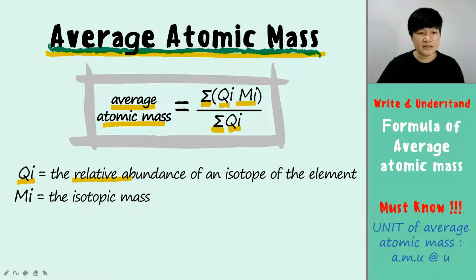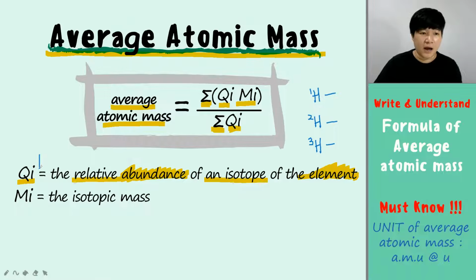Qi is the relative abundance of an isotope of the element. Abundance here means how much do we have? Some elements might have a few isotopes. If you remember, we have hydrogen 1, hydrogen 2, hydrogen 3. Every isotope will have a different amount of abundance: how much is hydrogen 1, how much is hydrogen 2, and how much is hydrogen 3. That is represented by Qi, the abundance of each isotope.